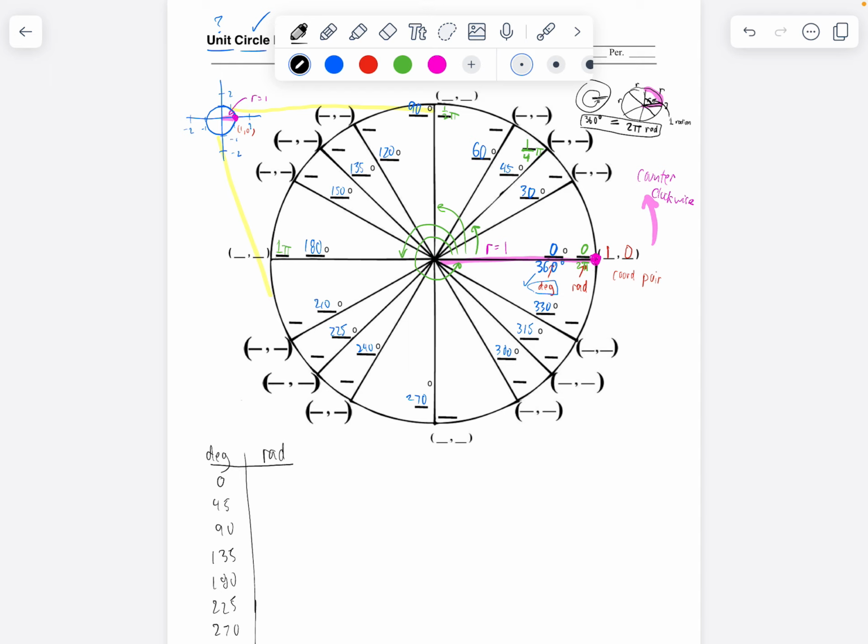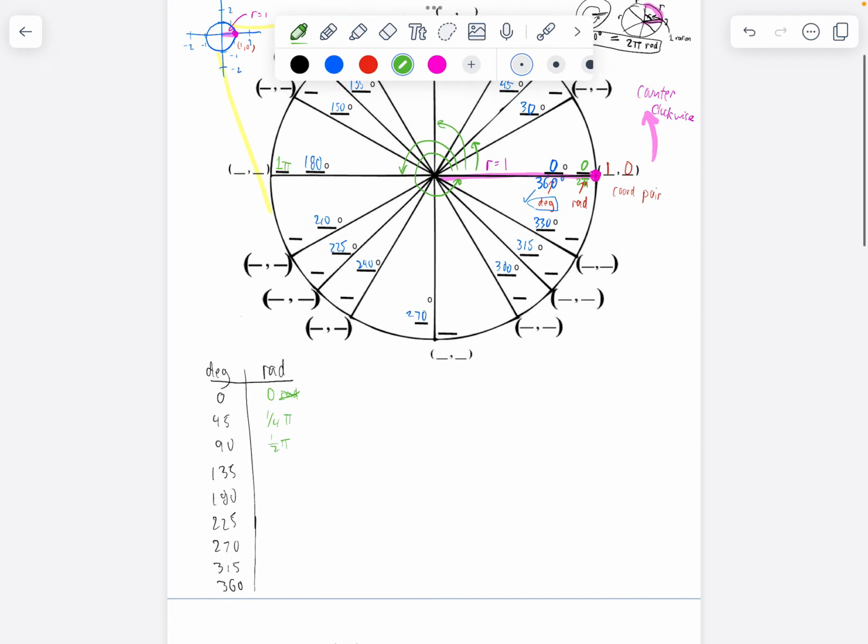So we said that at 0 degrees, it's 0 radians, right? I don't need to write radians. And we said at 45 degrees right here, it's 1/4 pi. 1/4 pi. And then at 90 degrees, we said it's 1/2 pi.